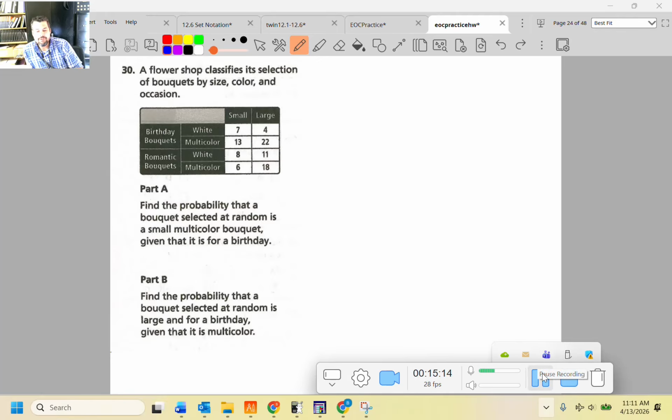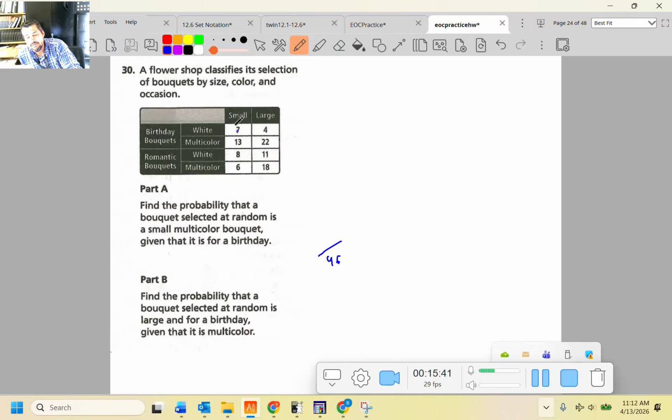Now, this is the stuff we just got testing over, right? A flower shop classifies its selection of bouquets by size, color, and occasion. Part A is find the probability that a bouquet selected at random is a small multicolor bouquet, given that it's for a birthday. So first off, this is my denominator. It's going to be over how many things are in the birthday category. So we have 24 plus 22 is what, 46? Let's check my math on that.